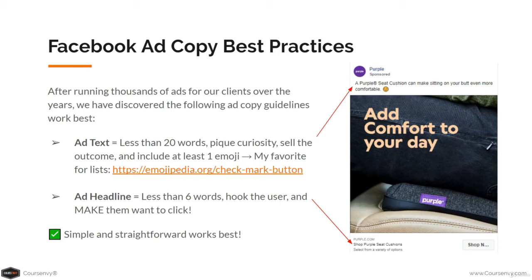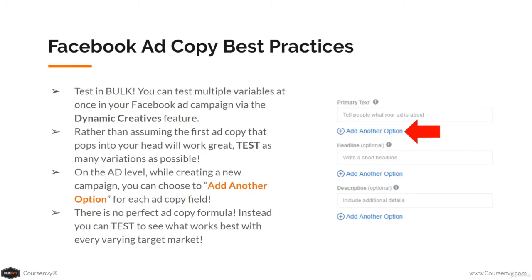Here I want to hook the user and make them want to click that call to action button. Keep it simple and straightforward. That works best. As for testing this primary text, your headline, your description, test in bulk. You can test multiple variables at once in your Facebook ad campaign via the dynamic creative feature.